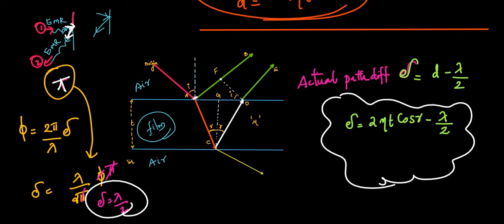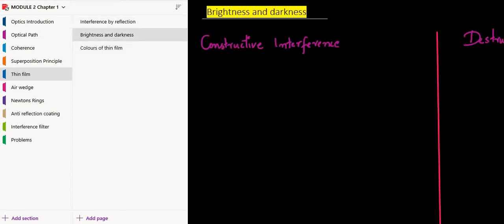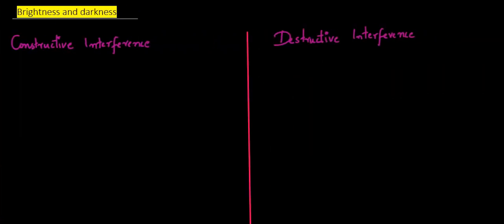Now we derived the equation for the path difference, but the problem is not yet solved, because we are trying to find the color formation on the surface of the thin film. For that we have the equation of path difference, delta equal to 2 mu t cos r minus lambda by 2. That is the general equation we derived from the figure.